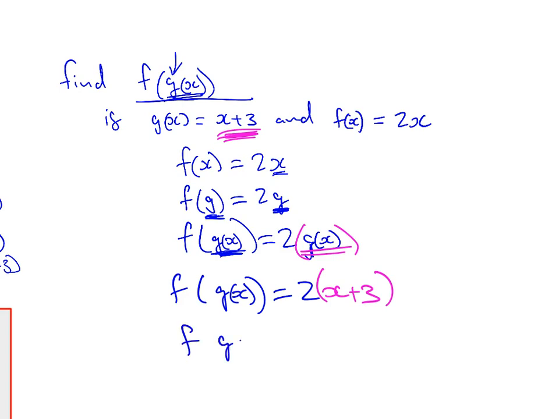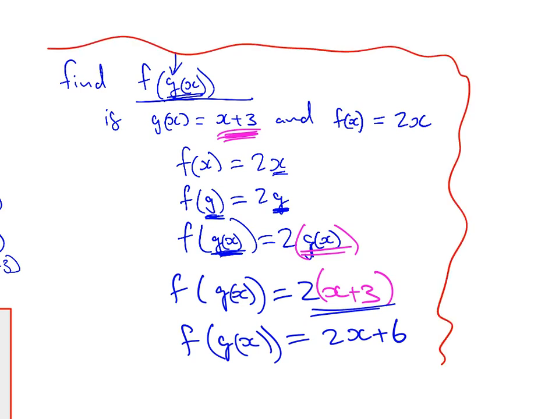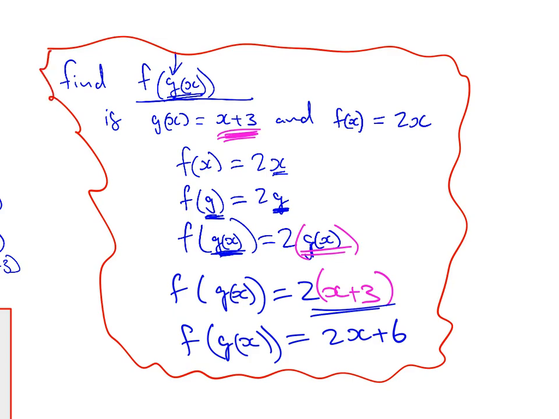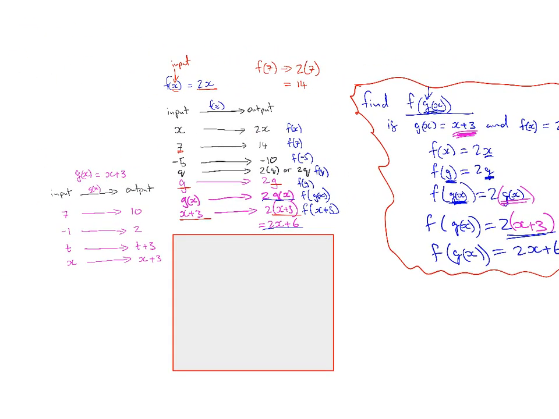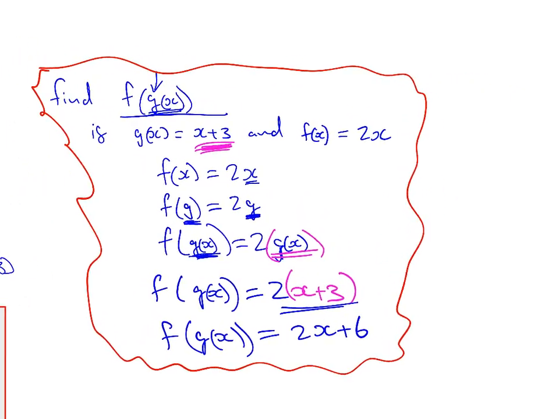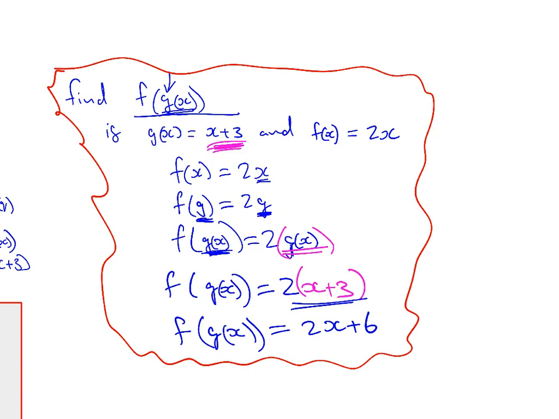So my f of g of x is 2x plus 6. Or I could in fact leave it in that form, okay? Now, this working here in the red box is all we actually need to do. And hopefully, by showing you the function diagrams here at the side, I've convinced you why it works. But as long as you can apply this process, we can find composite functions.